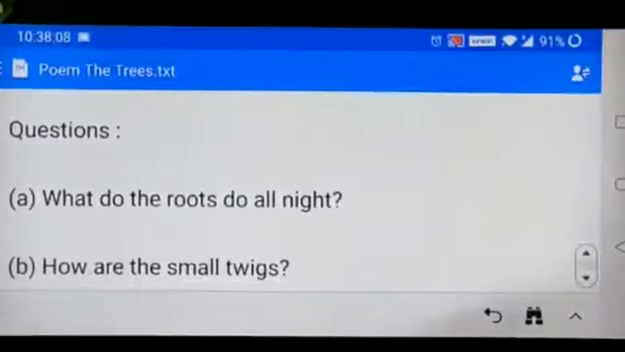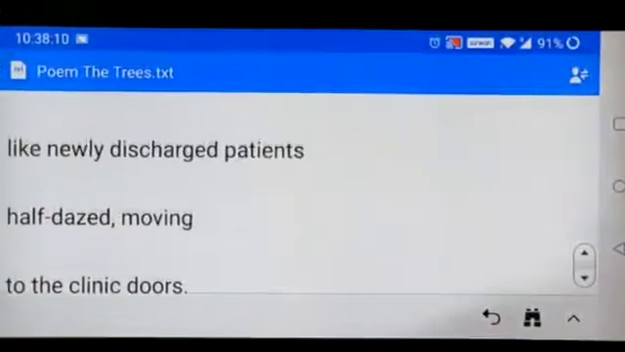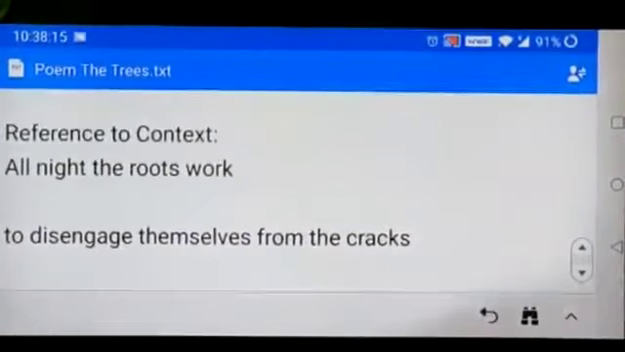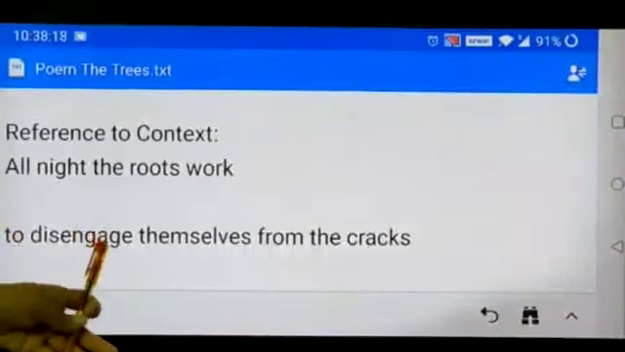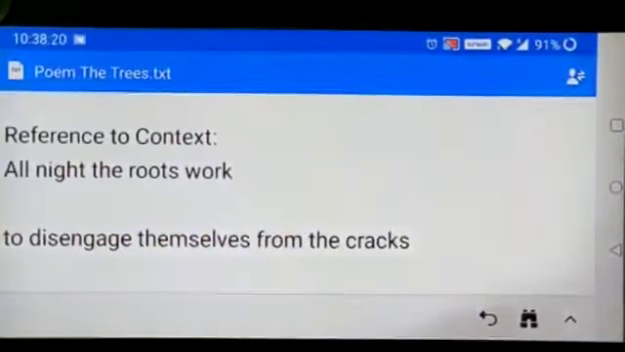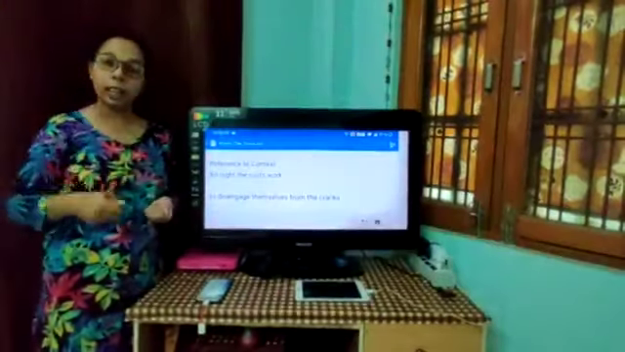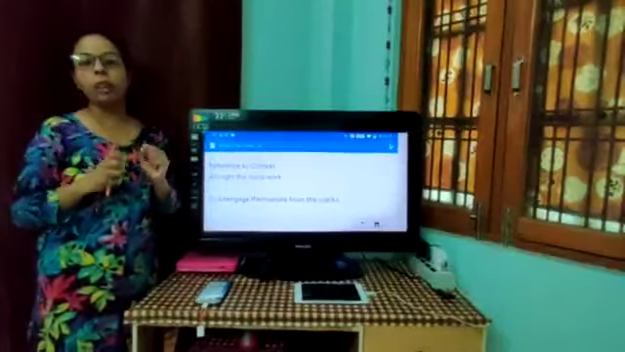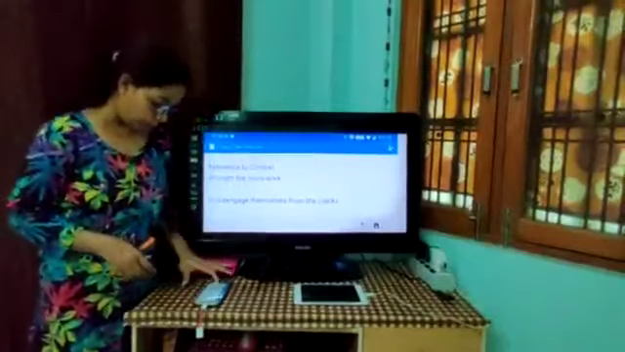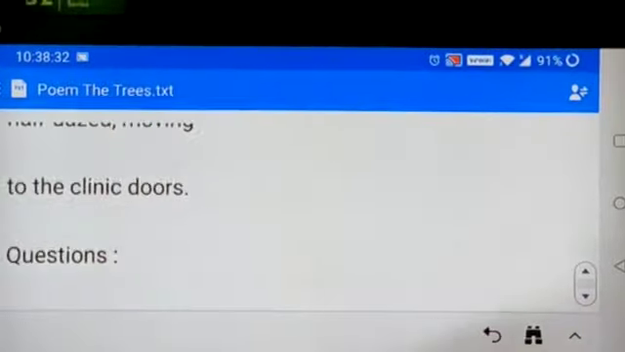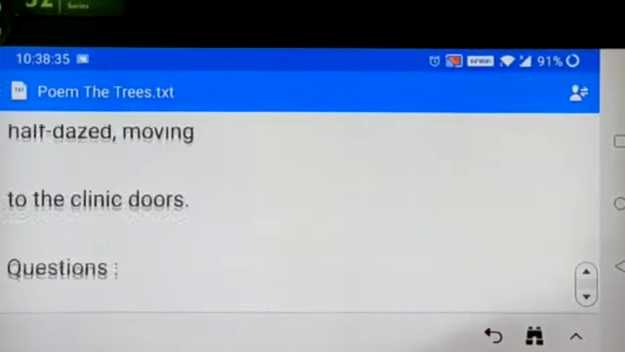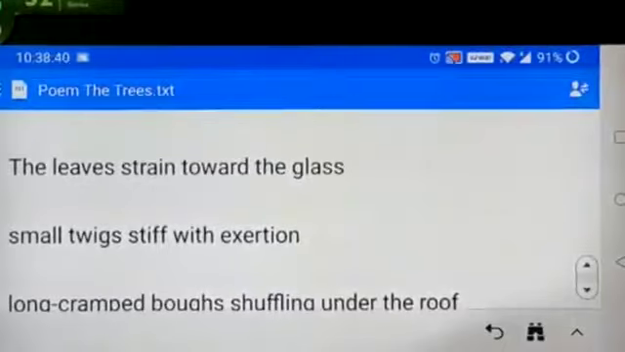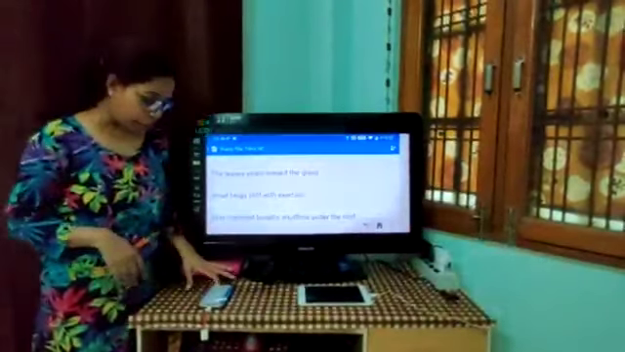Now, what do the roots do all night? If you see in these poetic lines, you will find out. This is giving the answer of the previous question also. They try to disengage themselves from the cracks that are in the veranda floor. Means they are trying their hard to free themselves from the shackles or from the prison of the house. Next is, how are the small twigs? Just see here again. They are turning stiff because of exertion that they are putting on themselves for moving out.